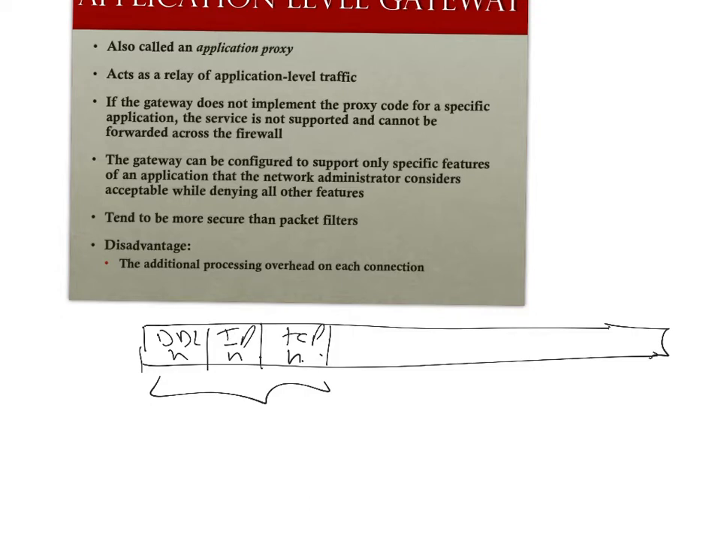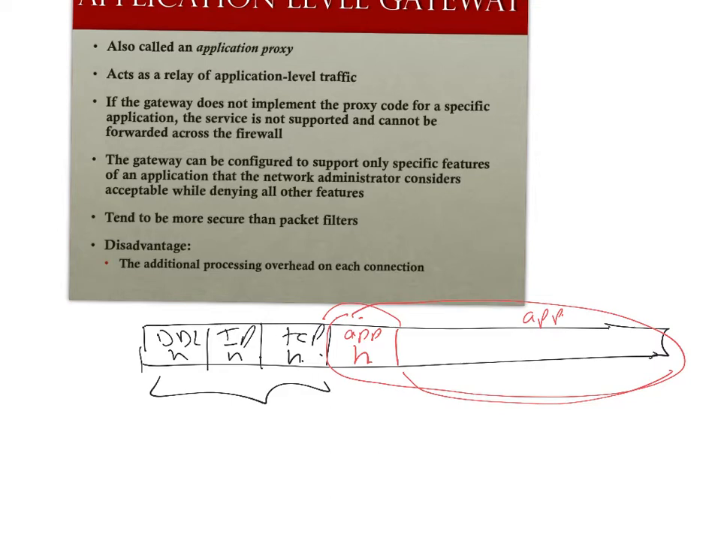So we have, of course, the application header, right? In terms of the OSI model, this is part of the session layer, right? And this is actually the application layer, okay? So when it comes to the application level gateway, it monitors these two. So it can look at the application level data and the header.